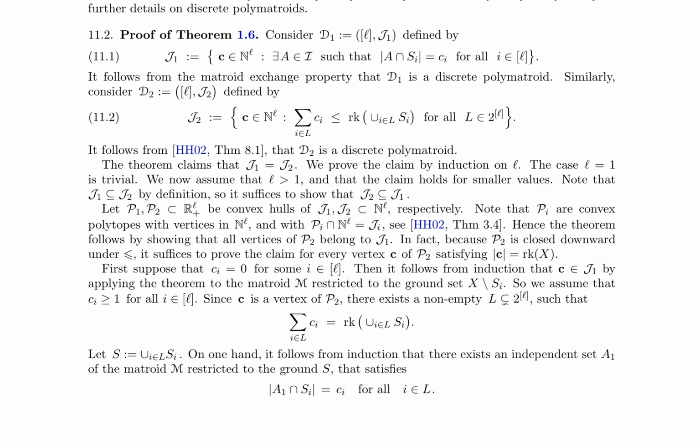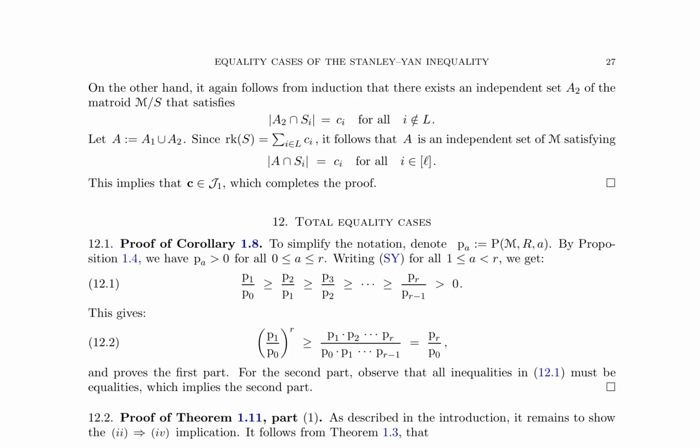and its applications. In this section, we explore the total equality cases of the Stanley-Yan inequality, focusing on the relationship between conditions (E) and (IV) in Theorem 1.9. We also delve into counterexamples and the generalized Mason inequality.